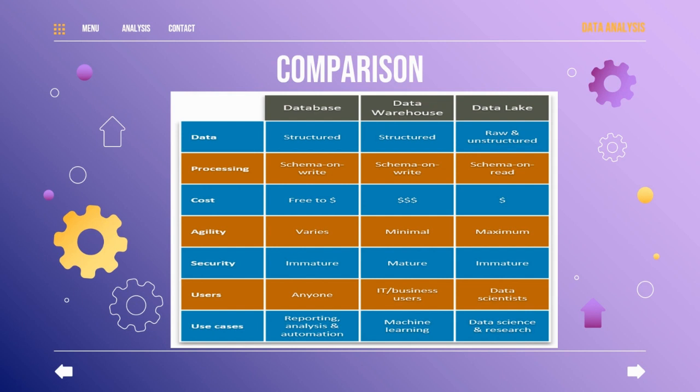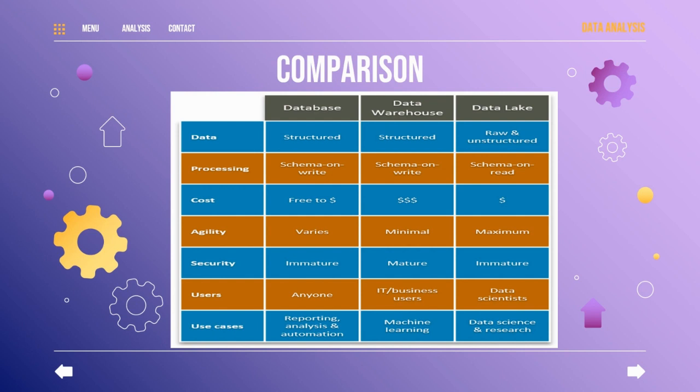Next, the cost of the data. Databases are free or some cost, a less amount of cost compared to the other ones. Next, data warehouses cost three times more than the databases. Next, the data lakes cost 10 times more than the databases. Next, agility. The agility varies from one database to another database. In data warehouses it is minimum, and in data lakes it is maximum.